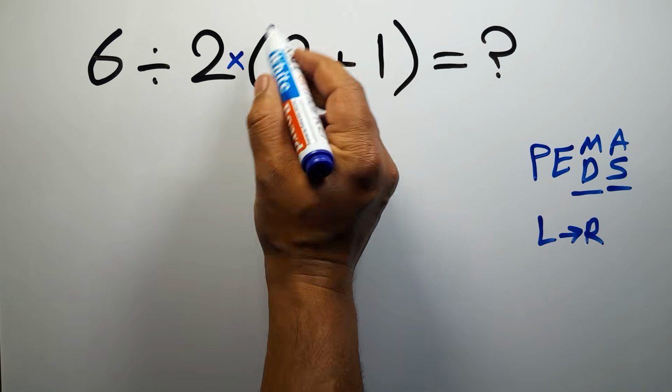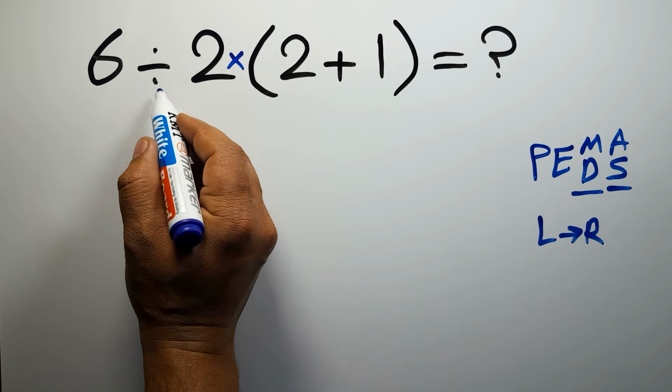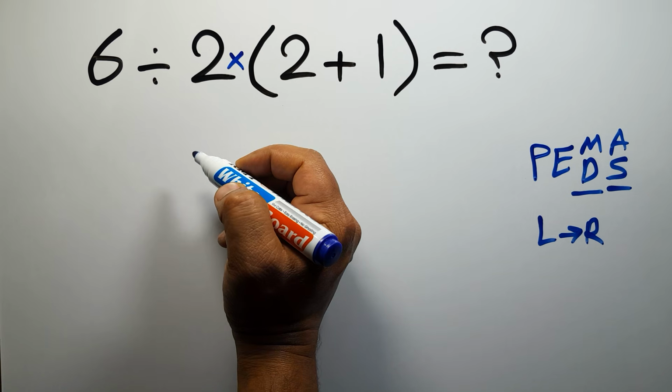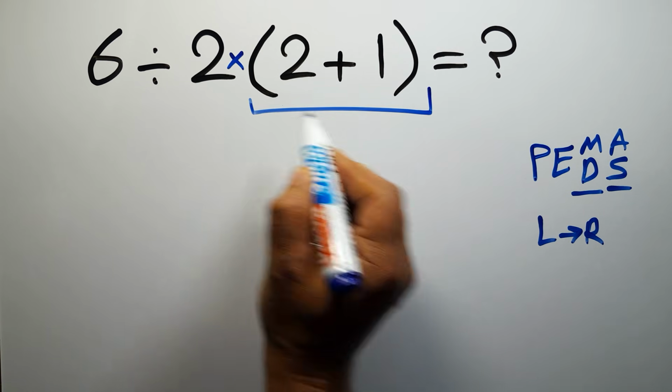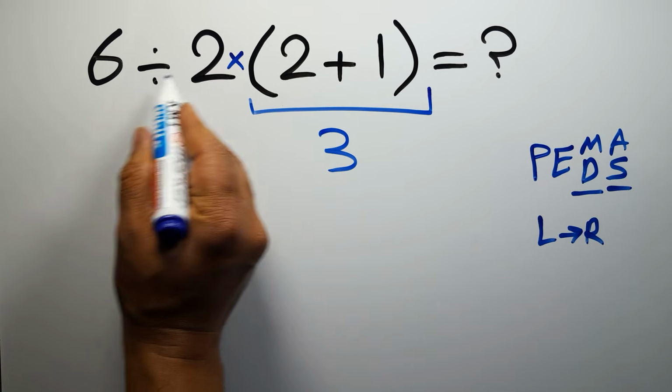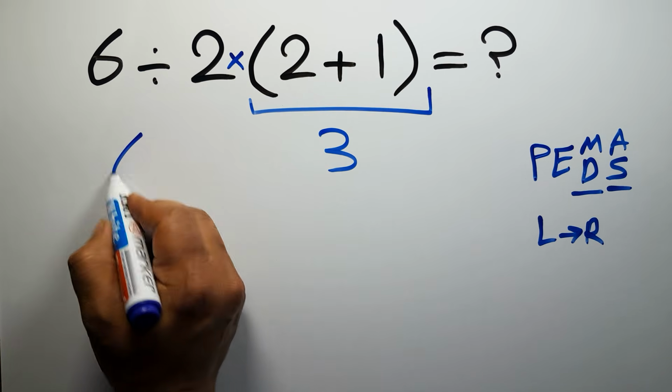So here first we have to do this parentheses, then this division, and finally this multiplication. Inside this parentheses we have 2 plus 1, which gives us 3. So 6 divided by 2, then times 3.